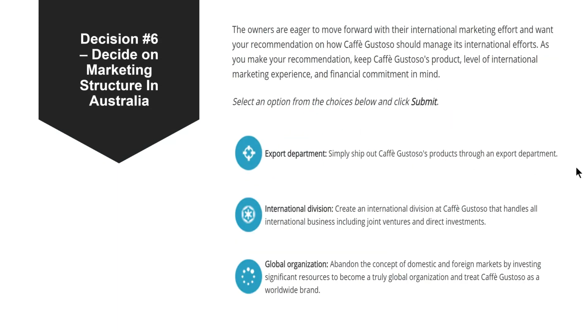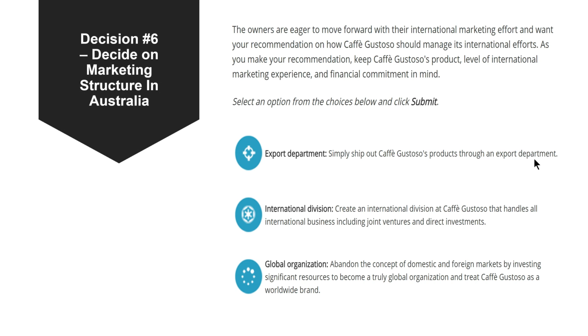So let's see what this coffee owner and the simulation says is the best. Again, the owners are eager to come forward with an international marketing effort and want your recommendation on how to manage its international efforts. So let's take a look at the ways to do that. One is through an export department. They simply ship out the product through an export department. So they have it in Chicago, and they're just going to export the product fully made and ready to go and get it to Sydney.